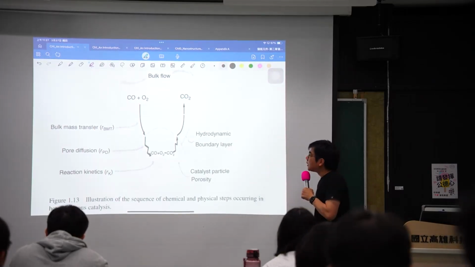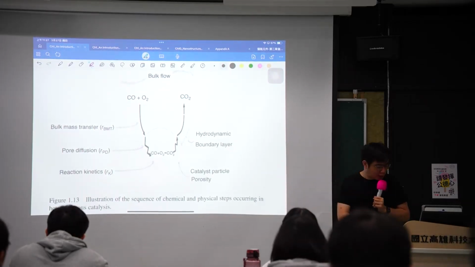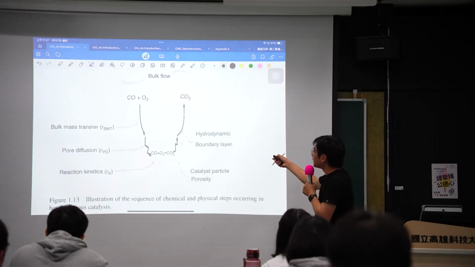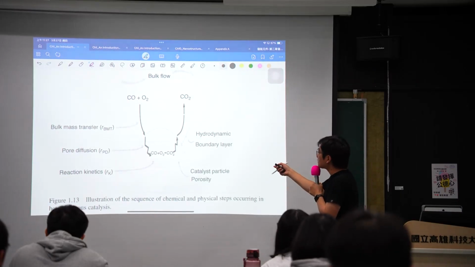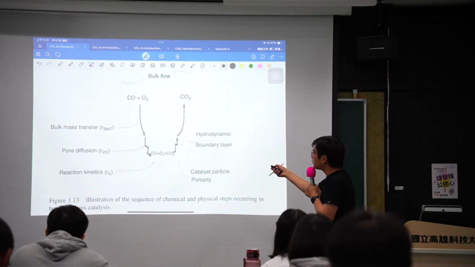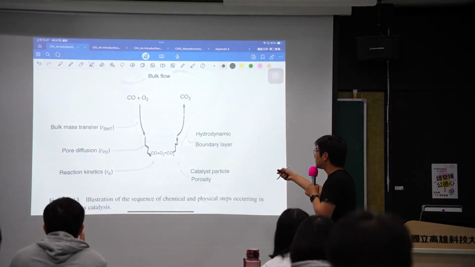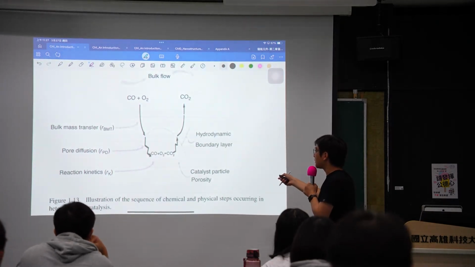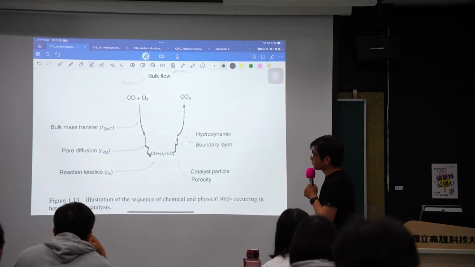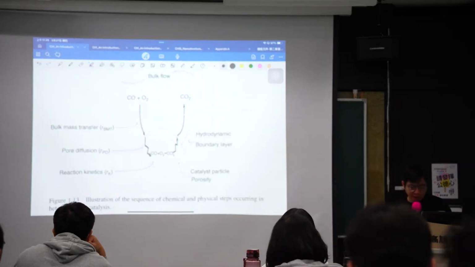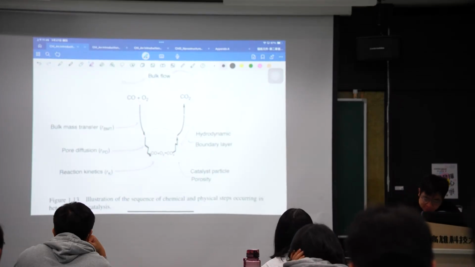The first step is you have CO and O2 in an upflow. So the first step, you have to diffuse through the outer surface of the catalyst, the outer gas surface, gas sphere, we call gas sphere. This is the top mass transfer.